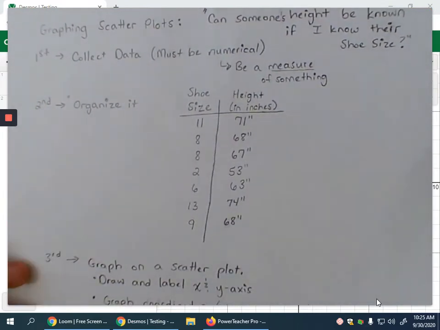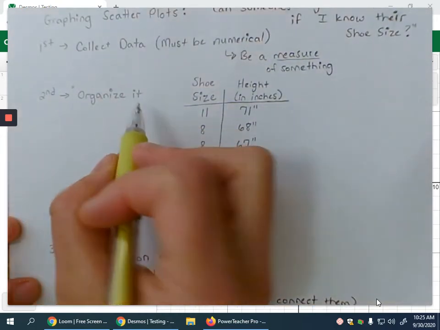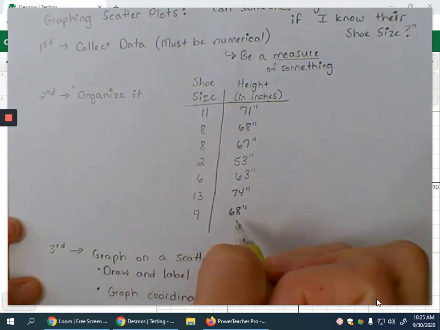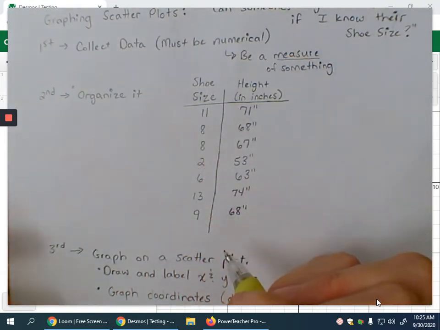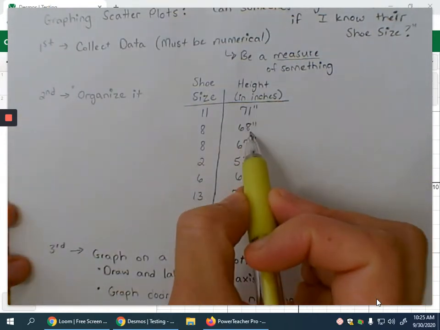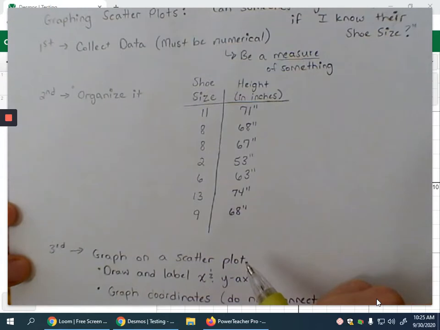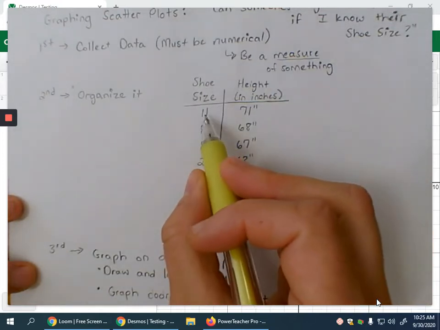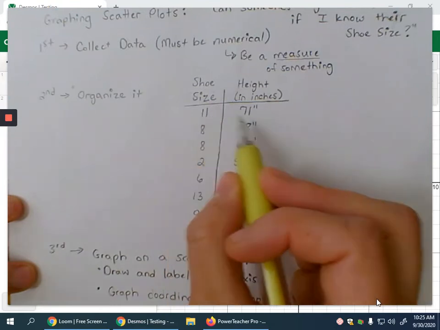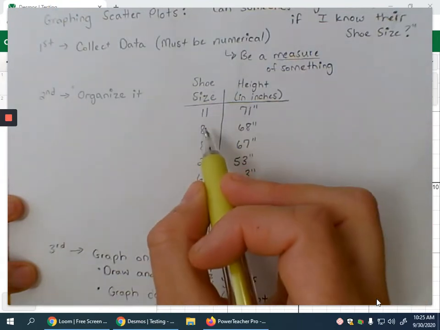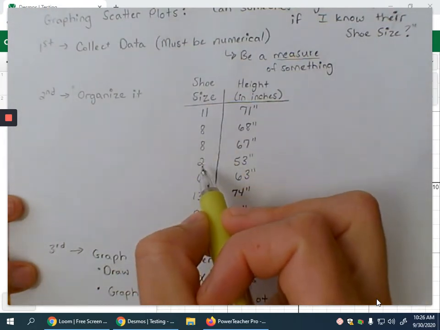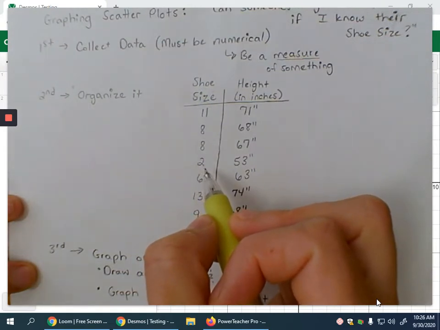And then after you collect the data, you're going to organize the data. So notice I made a table out of it. The other thing that I did is, because normally people will tell me their height in feet and inches, I went ahead and converted it all into inches, so that when I graph it, it's a little bit easier to graph, okay? I organized my data. So a person that I asked had a shoe size of 11 and was 71 inches tall. Another person wore a size 8 and was 68 inches tall. Another person had a size 2, so that was a kid, and they were 53 inches tall, and so on and so forth, okay?